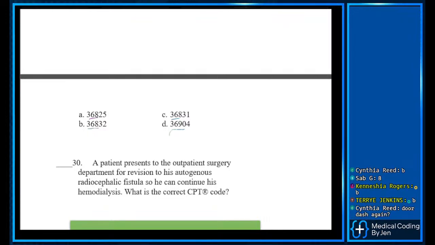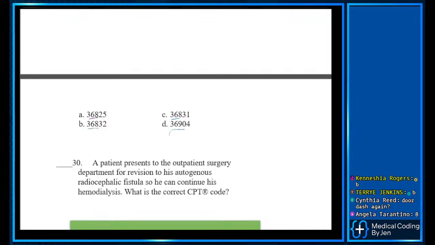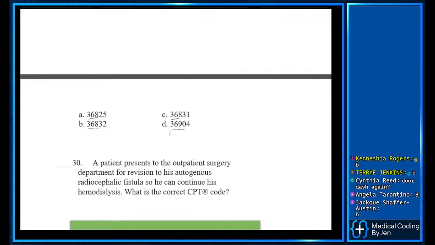All right, where are we at? 369, which one is a revision? Should be in the very first part of the CPT code descriptor. 369. We didn't create one. Revision is our 32. Our 31 is also a removal, but not the revision. Yeah, like our 32. It's the one in the middle.